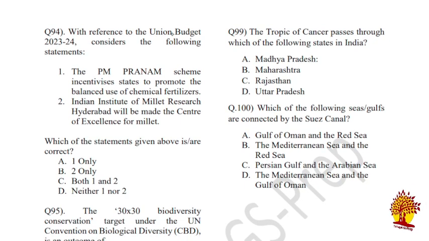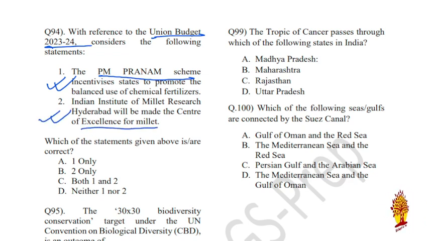With reference to the Union Budget 2023-24, consider following statement. The PM Pranam scheme incentivizes state to promote a balanced use of chemical fertilizer. Absolutely right statement. Indian Institute of Millet Research, Hyderabad will be made a center for excellence of the millet is the right answer. Here both statement are correct, so option C is the right answer.